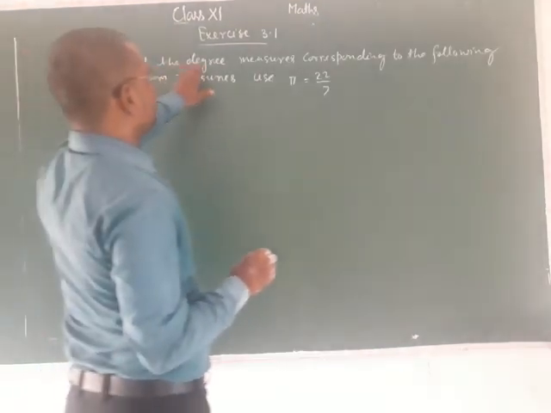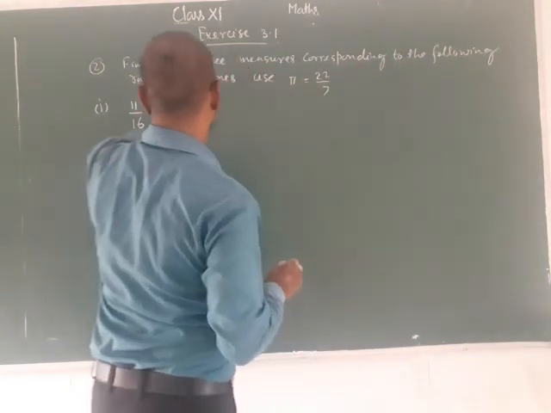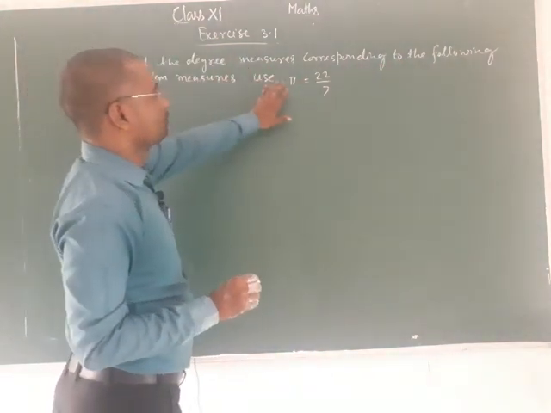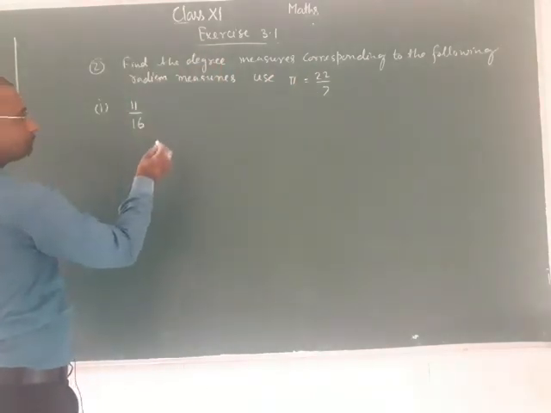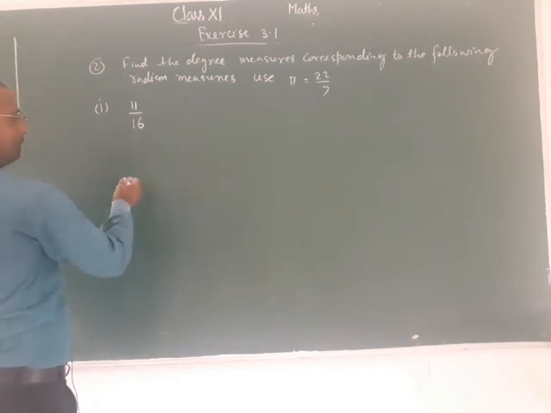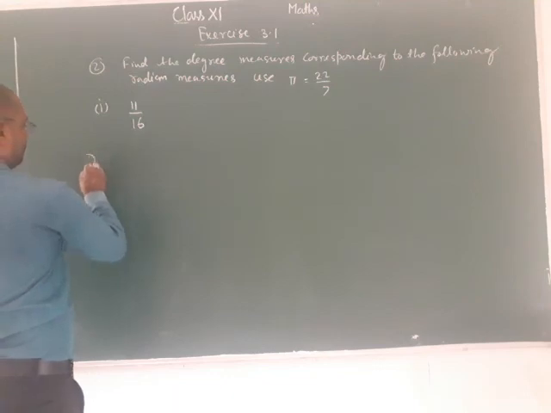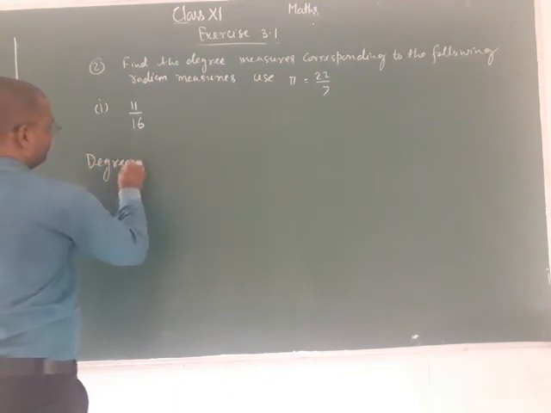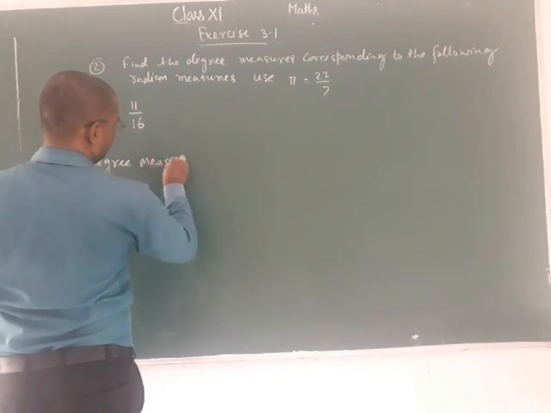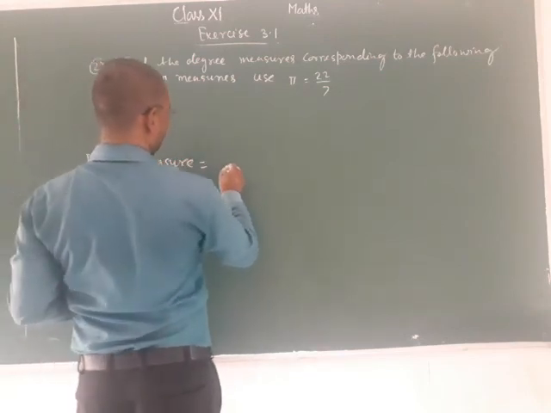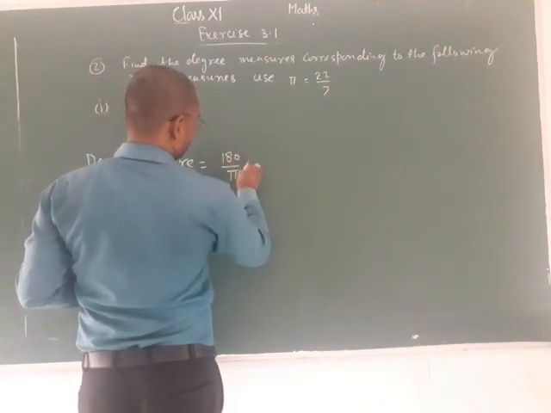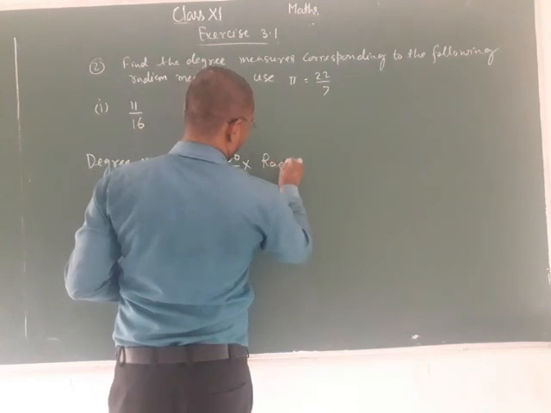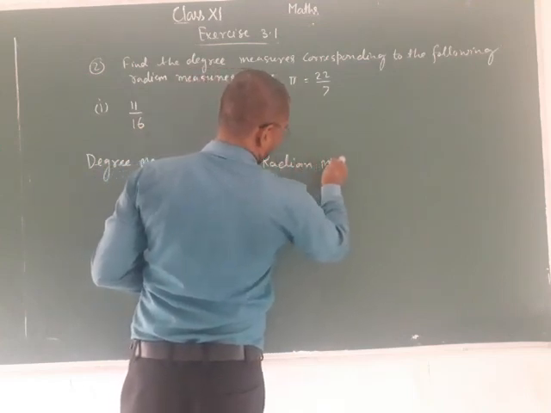Question number 2. Find the degree measure corresponding to the following radian measure. Use pi is equal to 22 upon 7. So now degree measure is equal to 180 upon pi into radian measure.